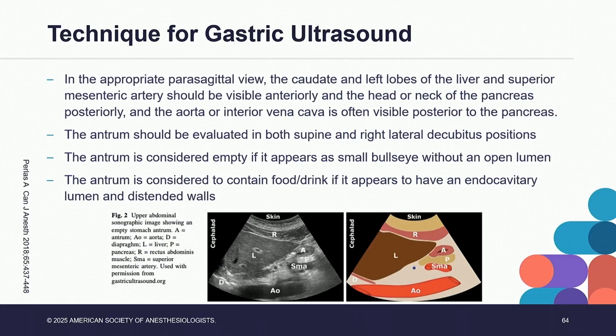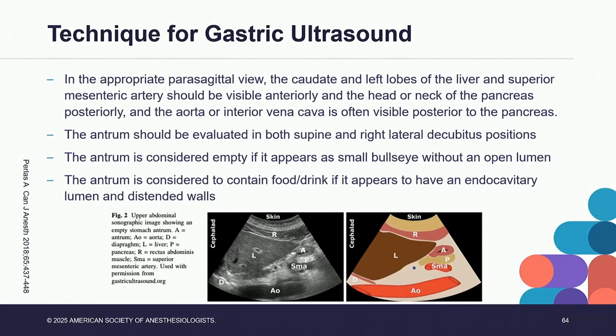In an appropriate parasagittal view, the caudate and left lobes of the liver, the superior mesenteric artery, the pancreas, the antrum, and the aorta should be visualized very easily. The antrum should be evaluated in both supine and right lateral decubitus positions. The antrum is considered empty if it appears as a small bull's eye without an open lumen.